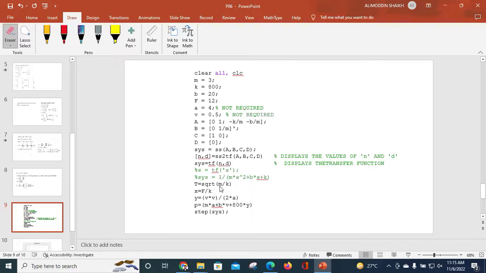This line is used to find the transfer function, and we have to find the time constant, that is nothing but square root of m by k. The x value we have to find out. Then y we find using v square by 2a, and from this y we find the other force, and for this there is one equation.